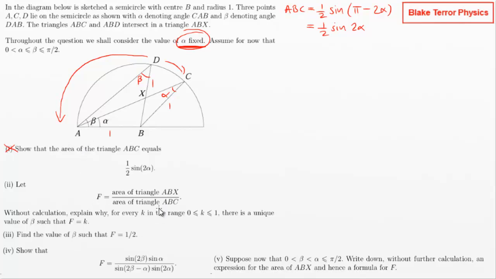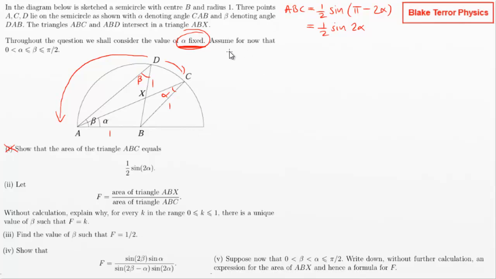Let F be the ratio of the areas of triangle ABX and ABC. Without calculation, explain why for every K in the range 0 to 1, there is a unique value of beta such that F is equal to K. So F is going from 0 up to 1. D is moving, so it must be to do with this. When D is on C, the two triangles are the same. When D is on C, X is at C as well.